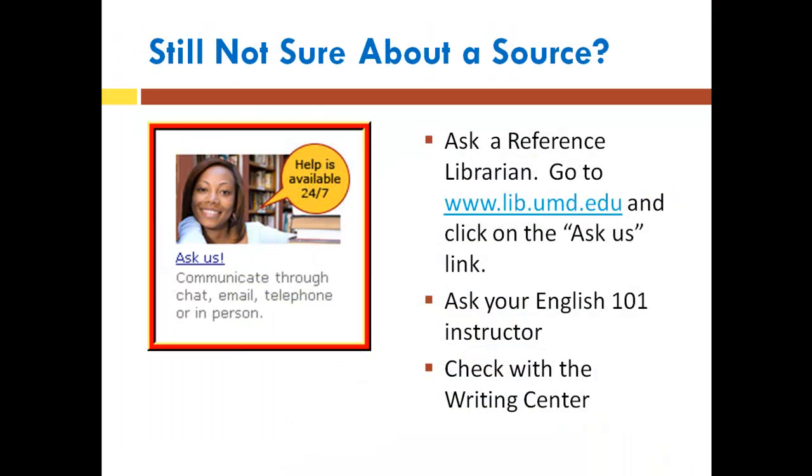If you're still not sure about a source, you have a few other resources you can go to. You can always ask a reference librarian here at the University of Maryland. Go to the library's website and click on the Ask Us link that you can see here to the left, or ask your English 101 instructor, or check with the Writing Center, and good luck evaluating your sources.